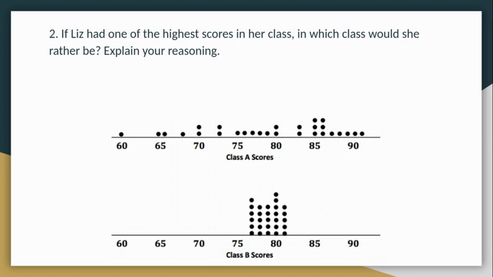If Liz had one of the highest scores in her class, in which class would you rather be? Explain your reasoning. To answer this, we want to look at the highest scores of each class. Let's look at the top 5 scores. In Class A, the top 5 scores are between 87 and 90. In Class B, the top 5 scores are all at 81. The top scores in Class A scored higher than the top scores in Class B, so that's where Liz would rather be.